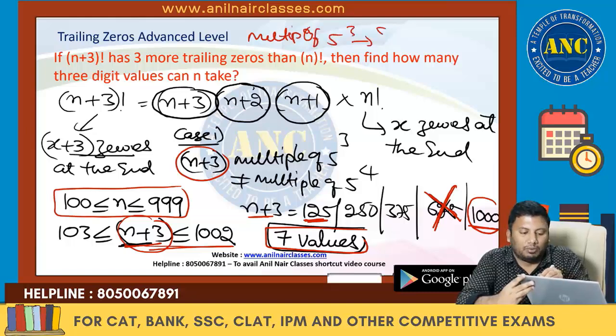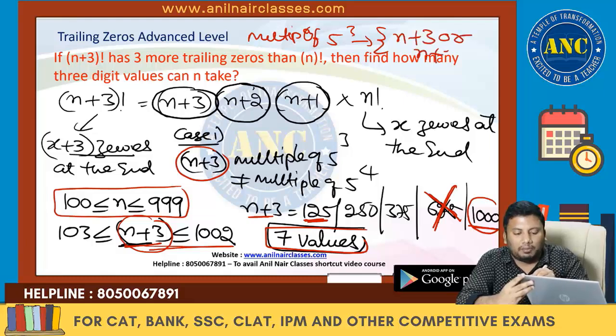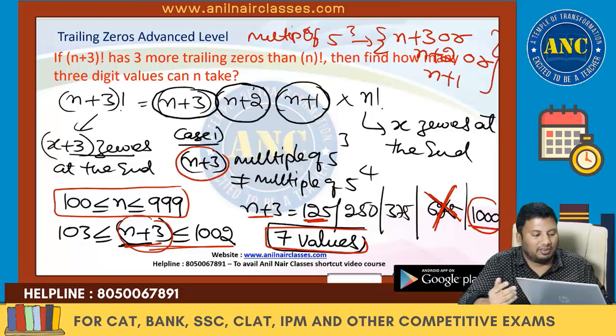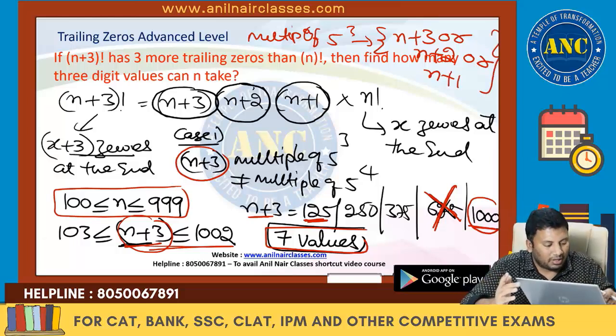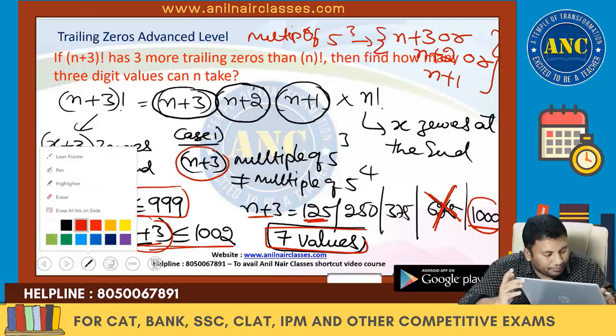A multiple of 5 cube can be taken by either n plus 3 or n plus 2 or n plus 1. It can take one among the 3 values. I hope case number 1 is clear to you.